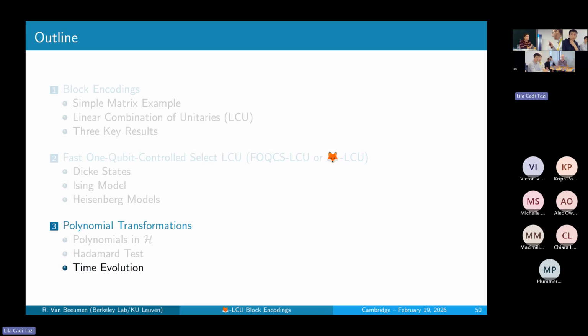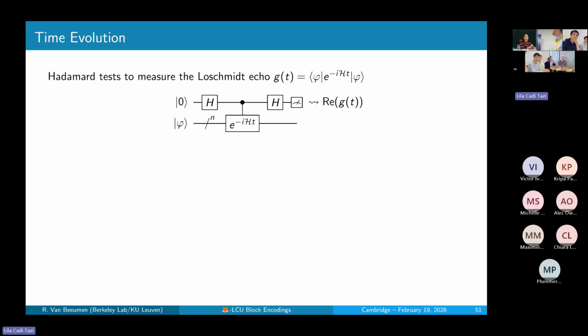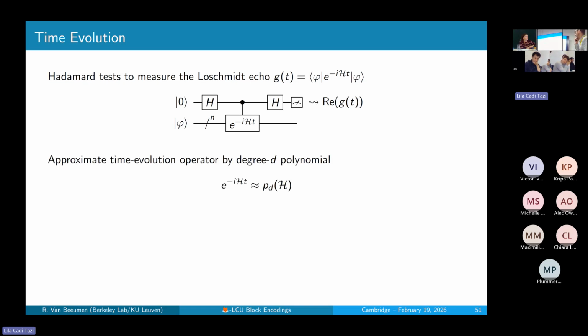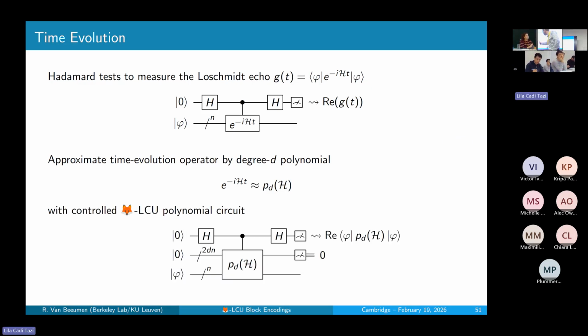And as a last example, I also have now time evolution. If we combine a Hadamard test and time evolution to measure the Loschmidt echo, we put the time evolution operator in here, and then we can measure the value here. Of course, we can approximate this time evolution operator, because it's an exponential, by a polynomial. And we know that we have a polynomial circuit implementation for FOQCS LCU. We can control it. Also, the polynomial one we can control with, I think in this case, 4 extra CNOTs. Of course, we need a bunch of extra ancilla qubits, but we are able to estimate that Loschmidt echo.